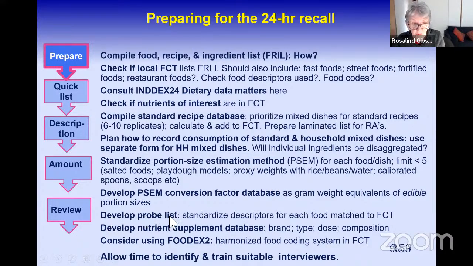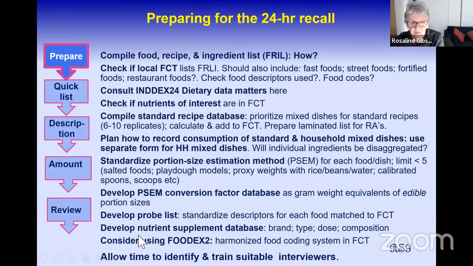You also need to develop the probe list. These are the questions that you're going to ask the respondent to get a complete description of each food that's been consumed. And again, that probe list must be standardized across your research assistants, so that every time somebody, for instance, says that they've consumed rice, you prompt for the right descriptors for that rice. Was it jasmine rice? Was it basmati rice? How was it cooked? And these descriptors must be matched to the match in the food composition table.